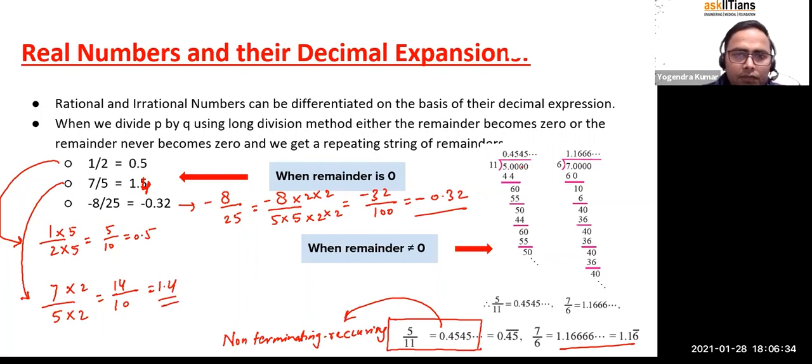For a number whose decimal form is non-terminating recurring, that is a rational number. Sorry, I said irrational, that is a rational number. So 1 by 2 is a rational number, and its decimal form is going to be terminating. If it is non-terminating, then it has to be repeating. This is what we need to remember.